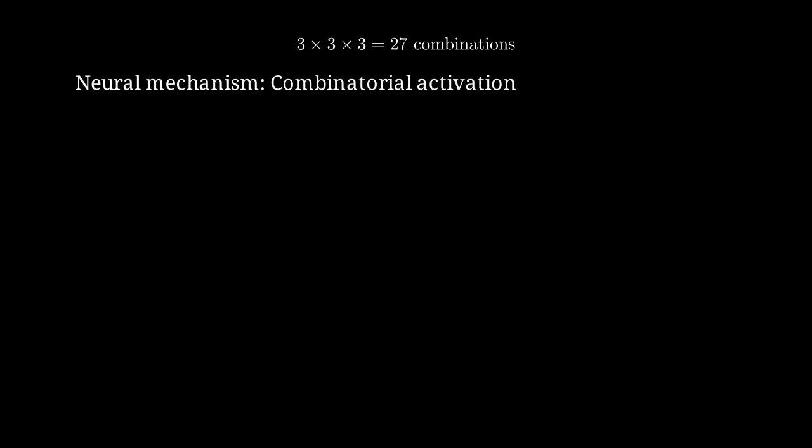Neurologically, this method activates what's called combinatorial coding in the temporal and parietal cortices. Different feature detectors fire simultaneously to represent combined concepts. Here's another important question. Why does systematic combination generate more creative ideas than free association?